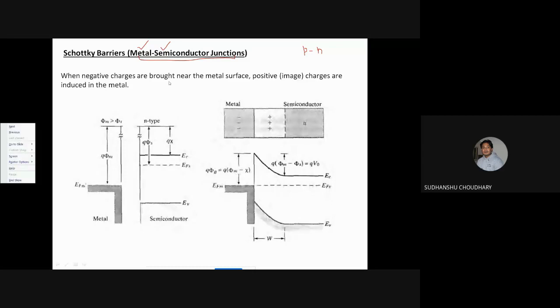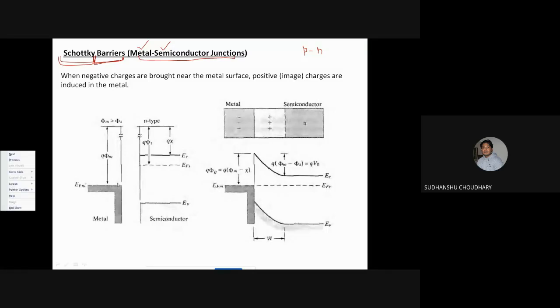And the diode which is formed by a contact between metal and semiconductor is called a Schottky diode, or metal semiconductor diode. Now what is special in a Schottky diode, or what is this Schottky barrier? In fact, in Schottky diodes or metal semiconductor junctions, a barrier is created. So let us try to understand how this barrier is created.